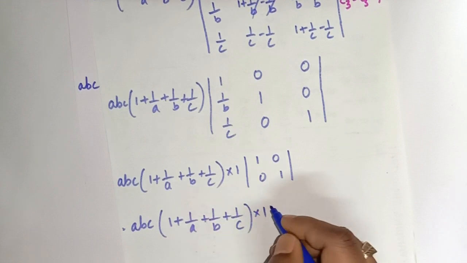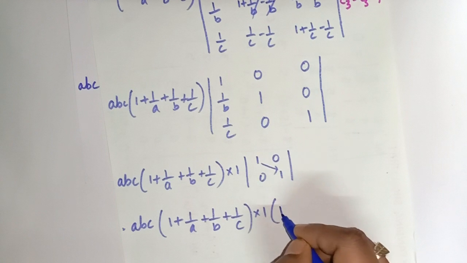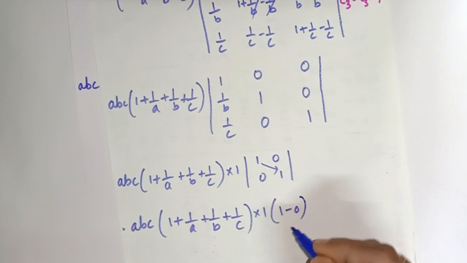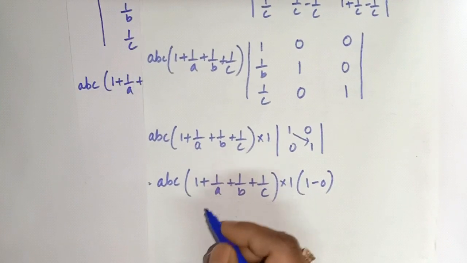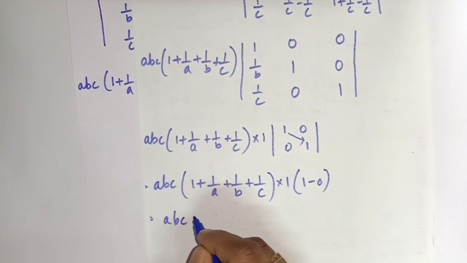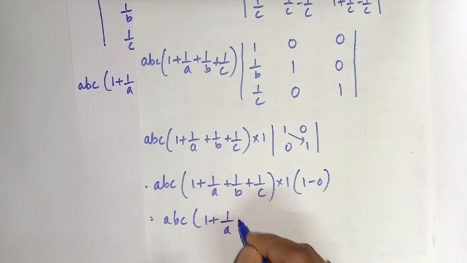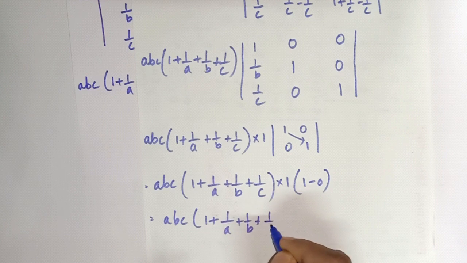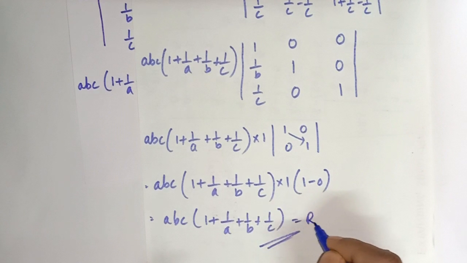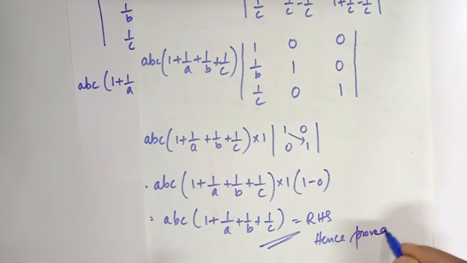So into 1, what will this be? This into this: 1 into 1, 1, minus 0 into 0, 0. So 1 into 1 is 1. So I got the final answer. What I got: ABC times 1 plus 1 by A plus 1 by B plus 1 by C. So this is my final answer. Hence proved.